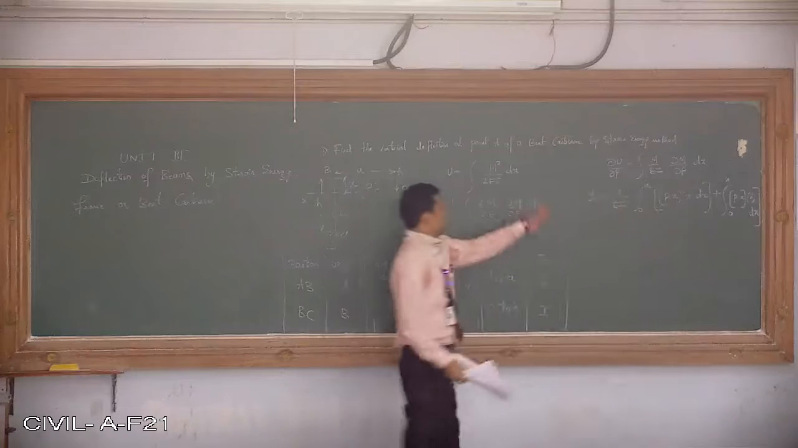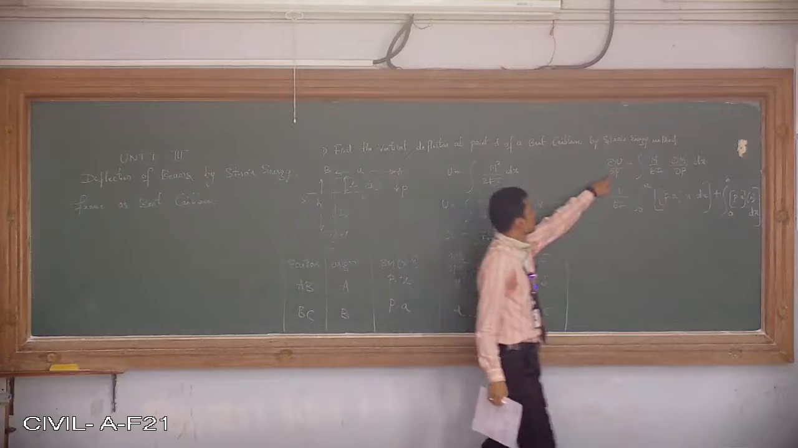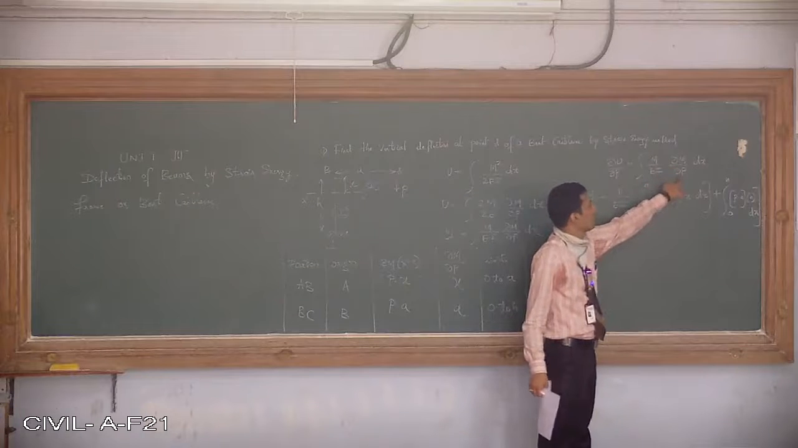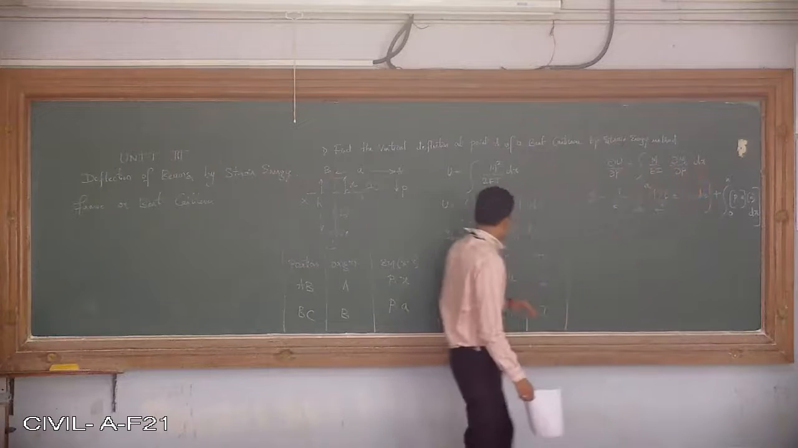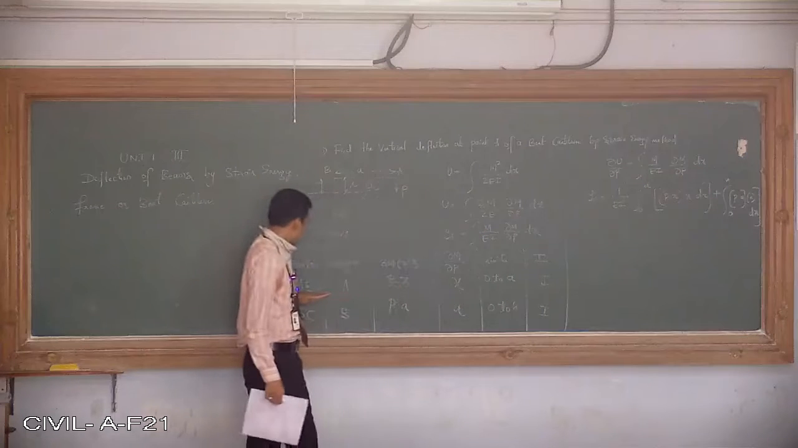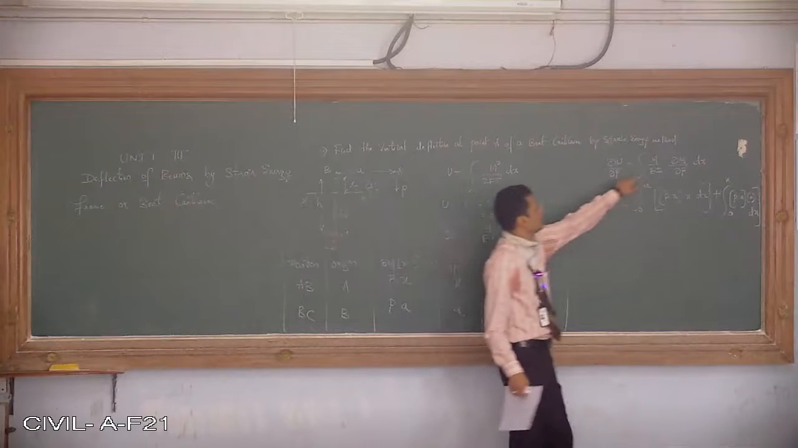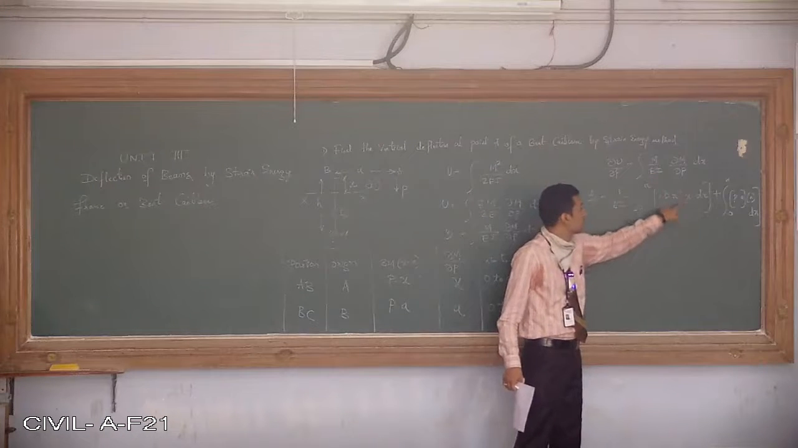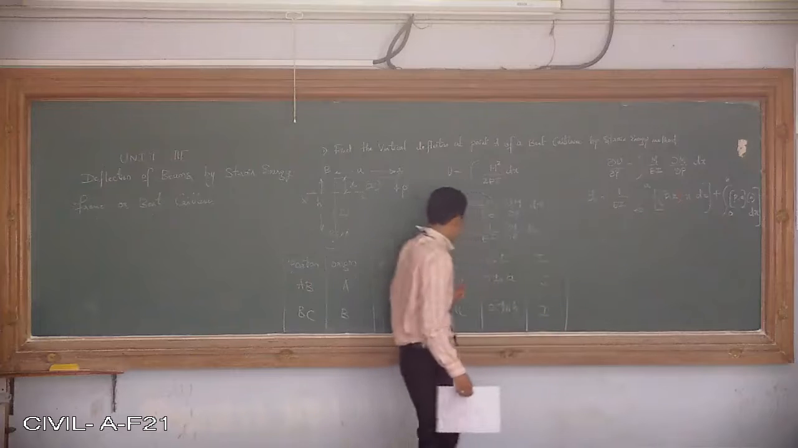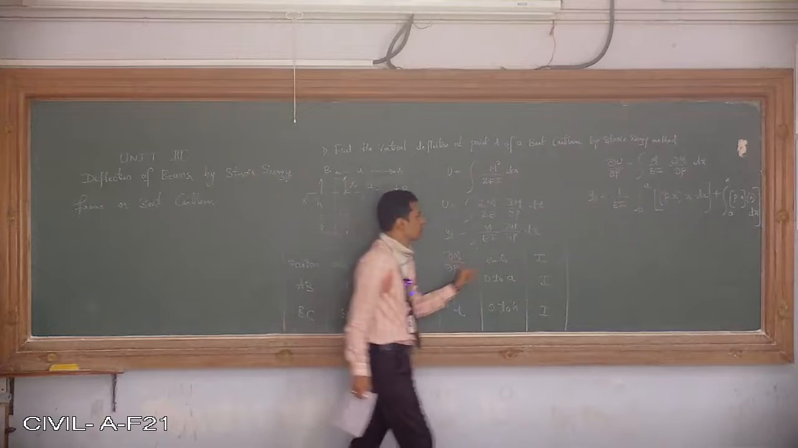Clear? Shall I repeat once again? Strain energy is the integration of M by EI, ∂M by ∂P, dx. Clear? So in the first portion AB, the bending moment at X is P into X. Okay, M by EI, where moment is P into X. The derivative with respect to P is X.